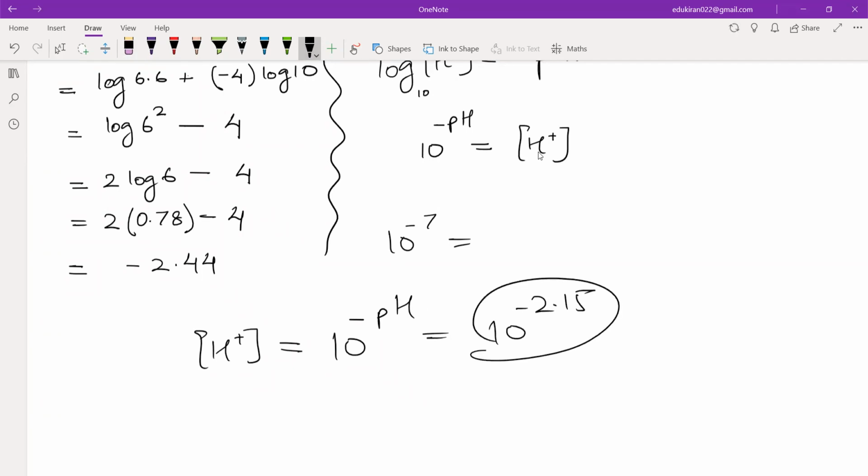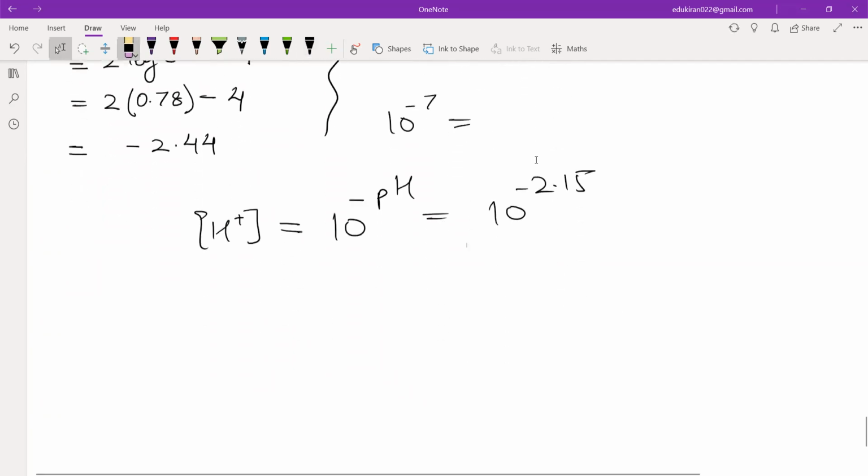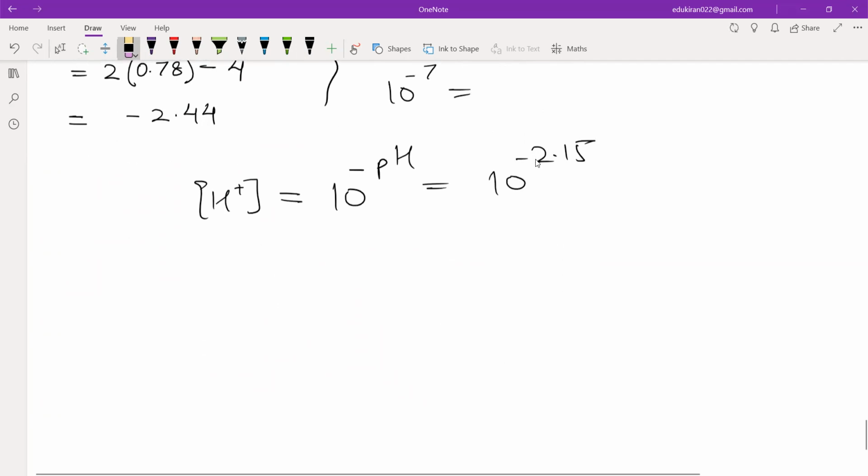So how do we calculate this? What is this number? That we have to study. So first of all, how are we going to do this? First of all, this is negative now. If this is negative, then what are you going to do in this case? You are going to write it in some way as minus 2.15.